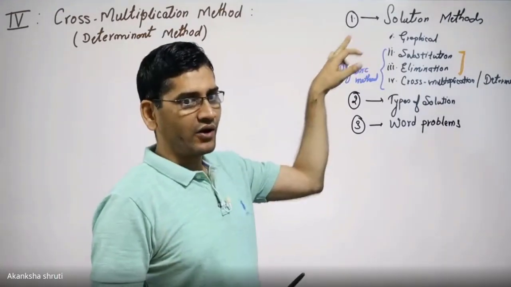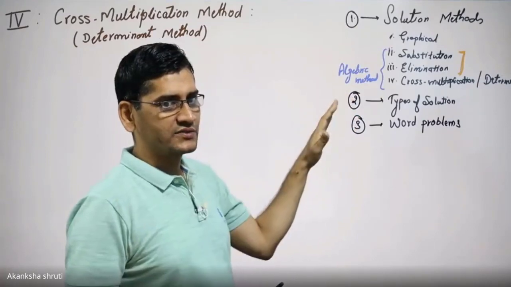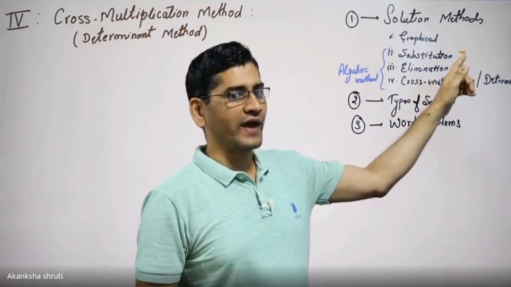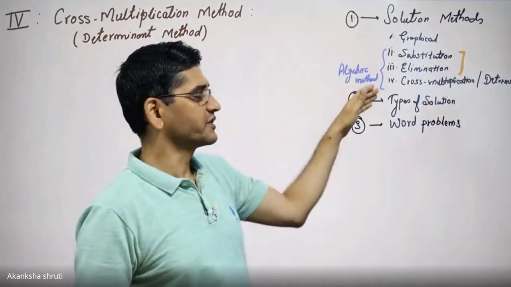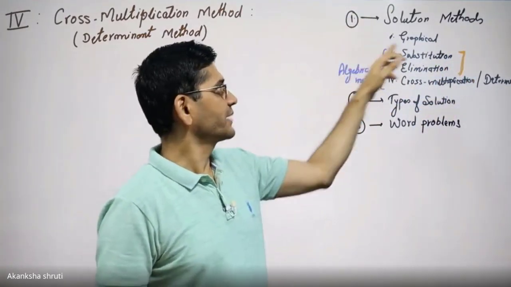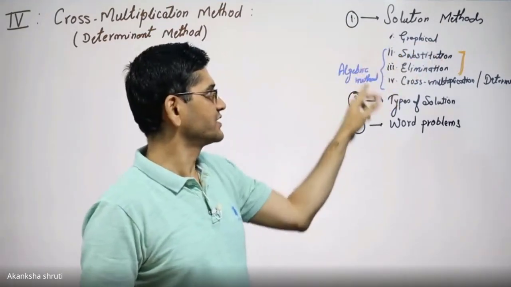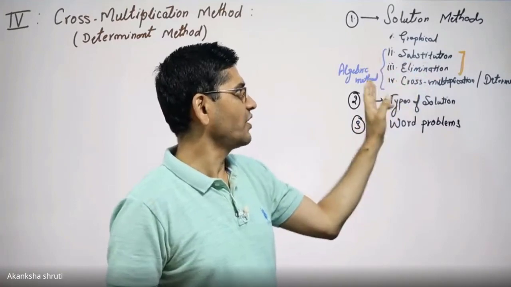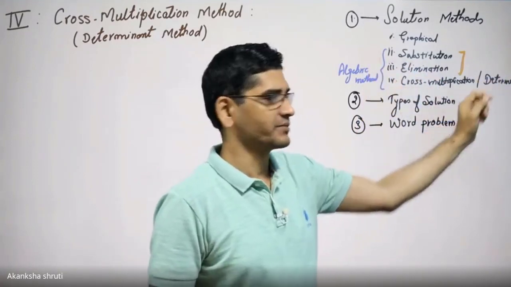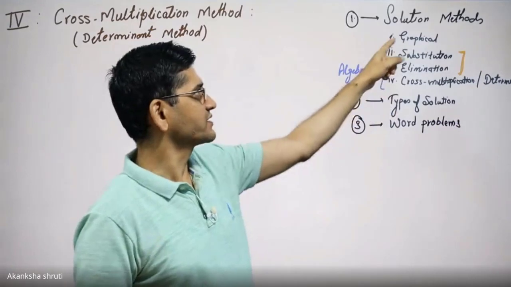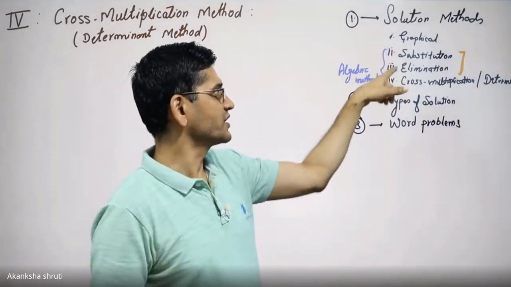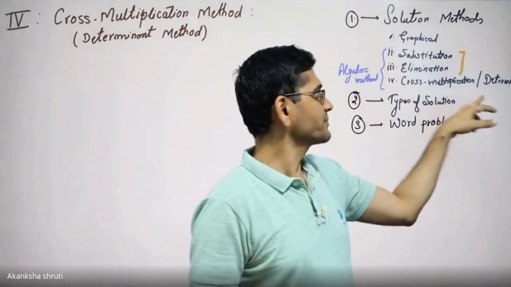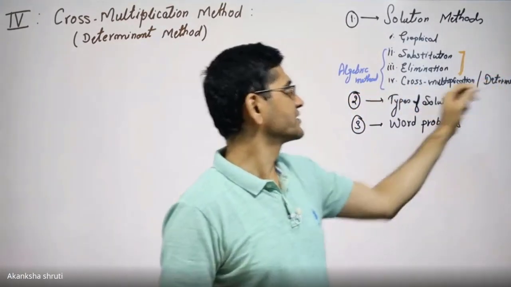We had already listed in our last class that the solution of linear equations in two variables can be done by any of these four methods. It can be the graphical method, or the algebraic methods. The algebraic method may be substitution, elimination, cross multiplication or determinant. We had already finished the graphical method, substitution method and elimination method. Today we are going to learn about the cross multiplication or determinant method.